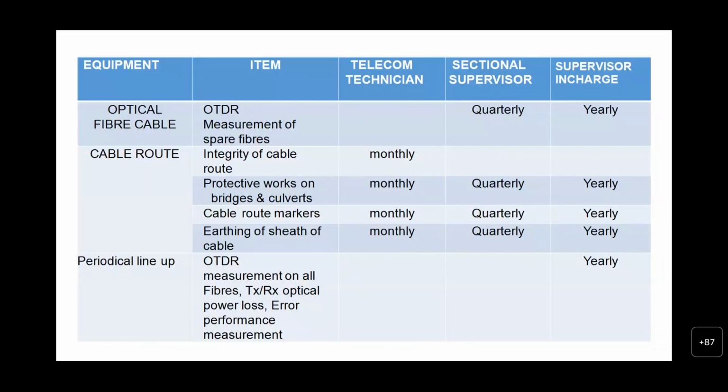See, this periodical lineup, that is OTDR measurement on all fibers, transmit and receive optical fiber, optical power loss, and error performance measurement, has to be done yearly once, including the spare and working.